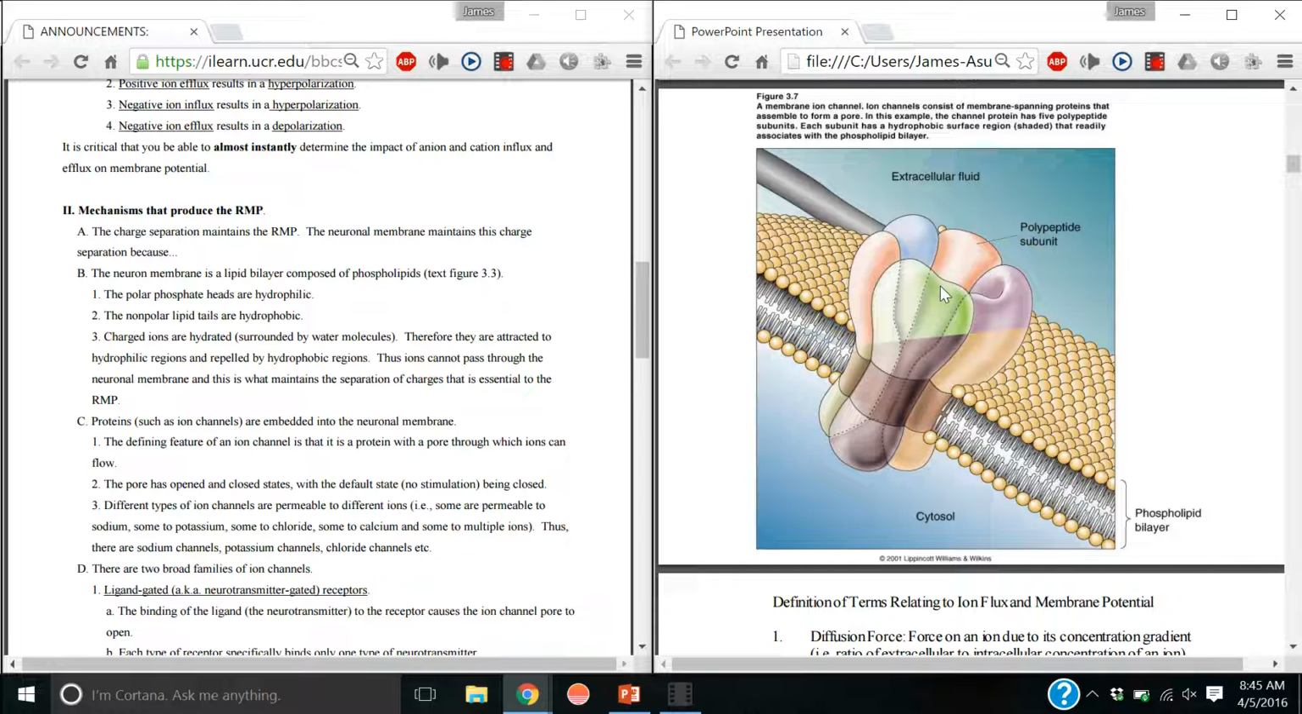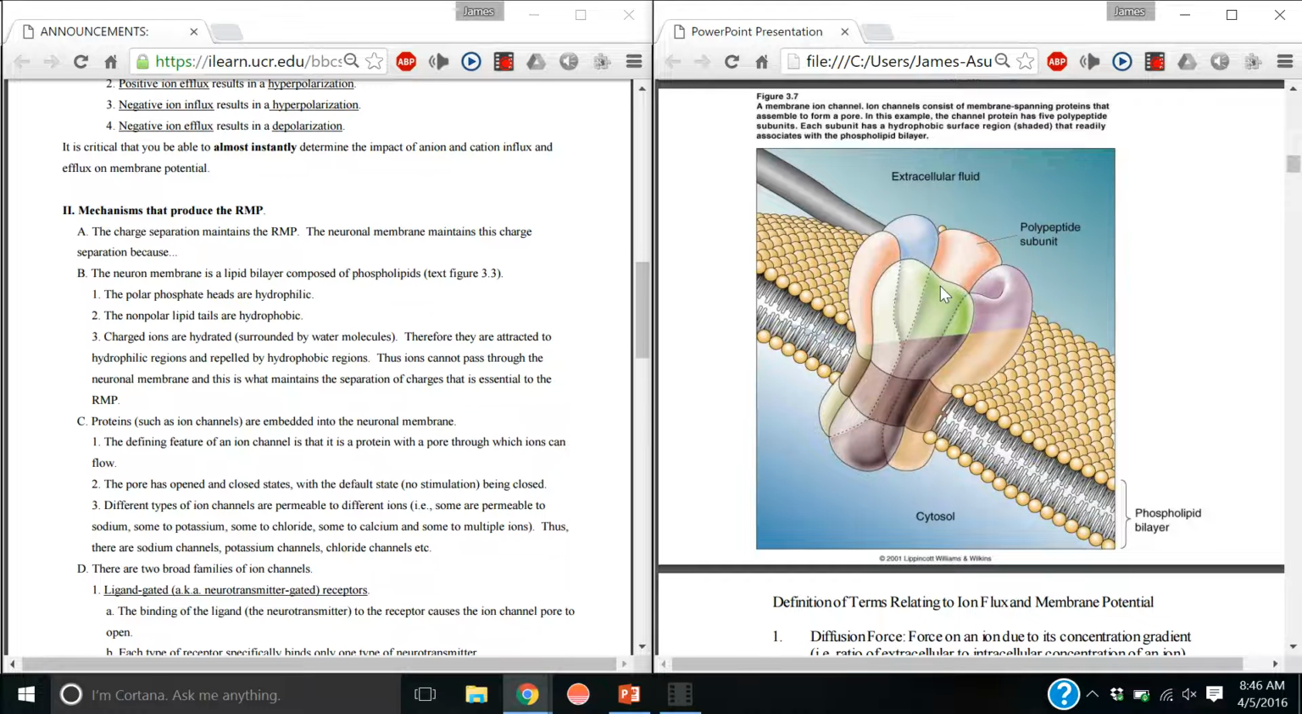Not previously mentioned, and that is a leak channel, more specifically a potassium leak channel. The characteristic of the potassium leak channel is that it's most permeable to potassium, and the other characteristic is that its default state is open. For the other kinds of channels, transmitter-gated and voltage-gated, the default state is closed. It takes something, a depolarization or a transmitter, to cause them to open. The potassium leak channel default state is open.